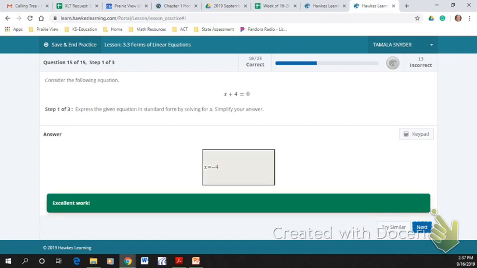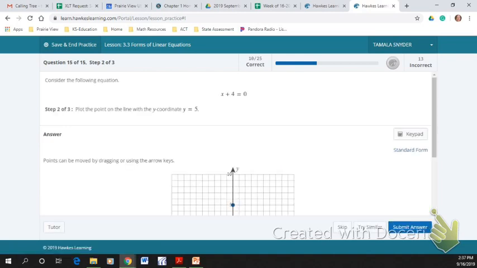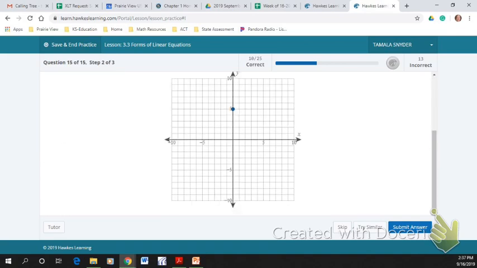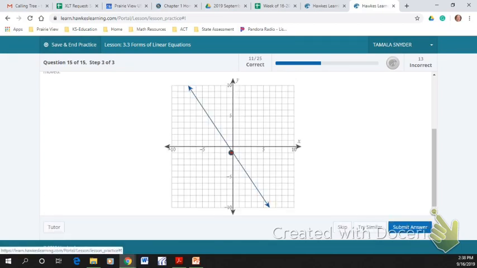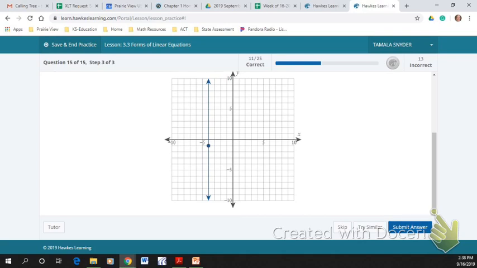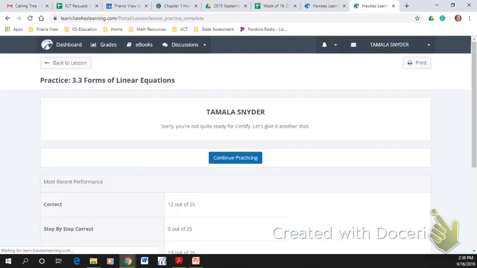Hit submit, hit next, and now it says plot the point on the line with an x coordinate of -5. Where was this thing supposed to cross the x-axis? -4. So we just gotta slide it over here to -4, right? Submit. Again. Now take this one, slide it over to -4. And there we go. Does it look like the right line? It does. Hit submit. We didn't have to do any work on paper yet.